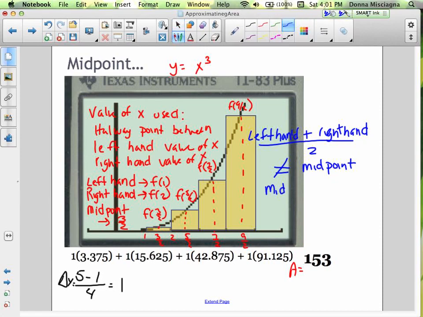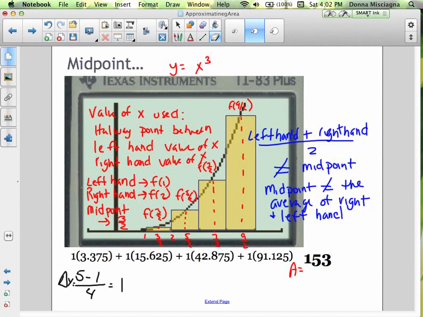So the midpoint approximation is not the average of right and left hand approximations, values, areas, whatever you want to use. All right, it's the value that I plug into the function that's averaged, not the whole values, not the whole areas themselves. All right, it's not going to be smack dab in the middle.